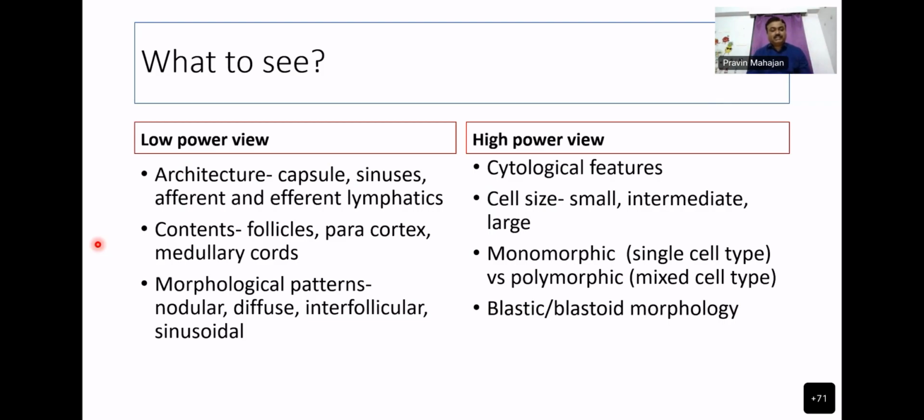I already alluded that nodular and diffuse are common patterns, but there are some uncommon patterns like interfollicular pattern as well as sinusoidal pattern. You have to look at low power field. In high power field, you go and check for cytological details. Now in cytological details, what you see is what is the cell size, whether it is a small cell, whether it is an intermediate cell or a large cell. And then you check whether this is completely composed of a single type of cell, whether it is monomorphic or whether it is polymorphic. That means it has got mixed types of cells. And another thing you should check is whether these cells look blastic or blastoid.